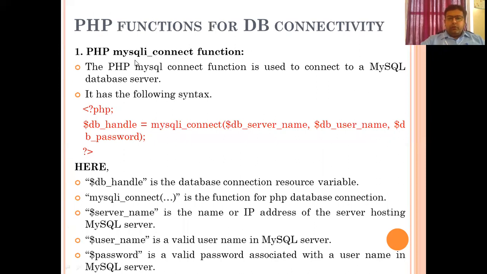Now, after that, the next topic is PHP functions for database connectivity. Which are the basic PHP functions that are used for database connectivity? So the first one is the PHP mysqli_connect function. Whenever you want to do the database connectivity, the first thing you have to do is connection. Connection should be done with the database that you want to connect.